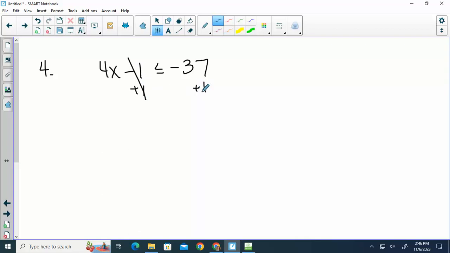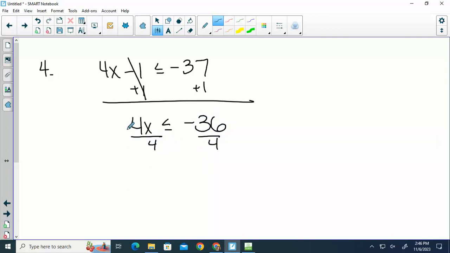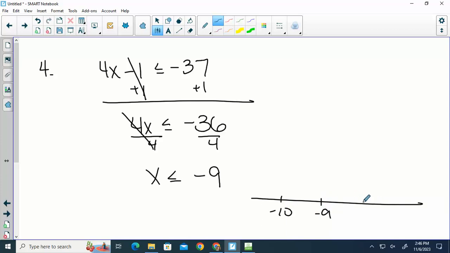No absolute value, so this is the only problem we're solving. So 4x is less than or equal to negative 36. Divide by 4. Since it's a positive, we don't flip. So x is less than or equal to negative 9. So on your number line, it would be a closed circle at negative 9. And it's everything less than, so going to the left.